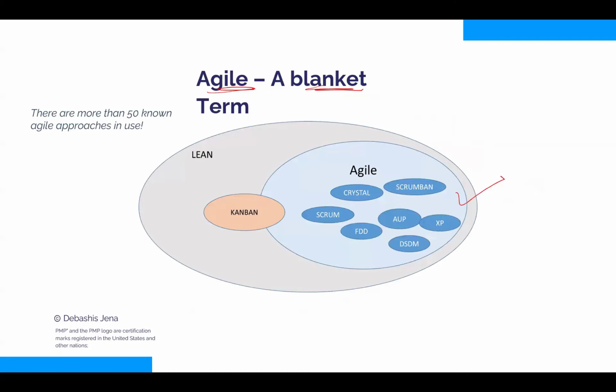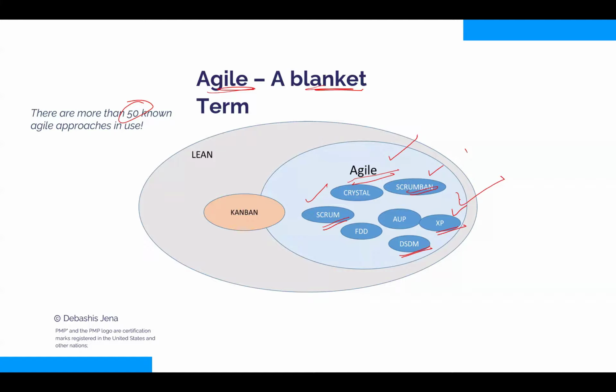A number of practices and methods put together is known as agile ways of working. In fact, there are 50 known agile approaches. Some are very common, others are less common. Some popular names, and this is not an exhaustive list, by the way: Scrum, XP, Scrumban, DSDM. There are many, many others. So the takeaway from this slide is that Agile is a blanket term.